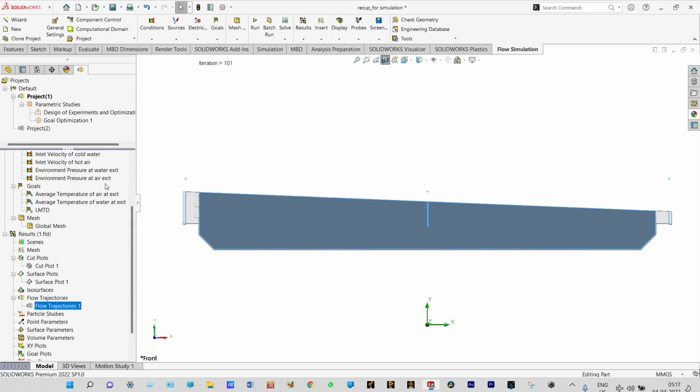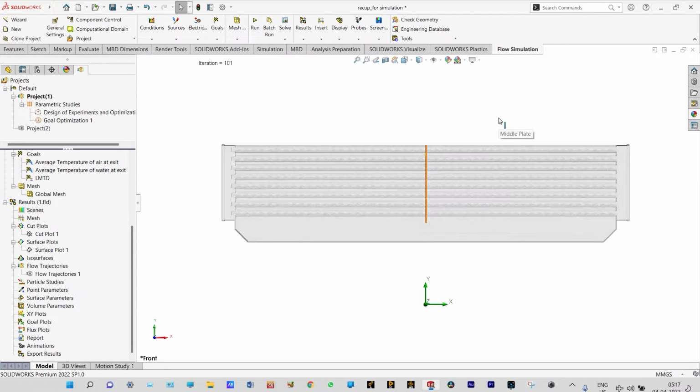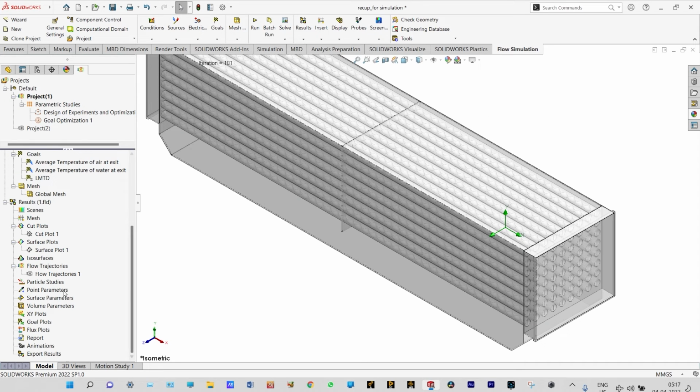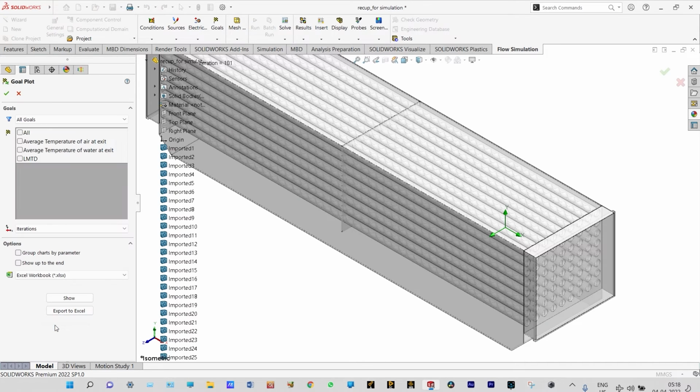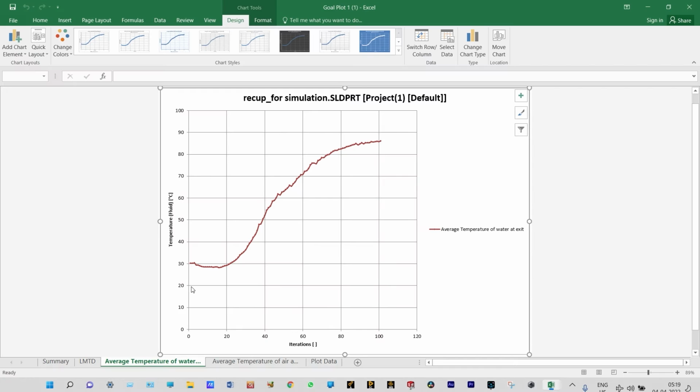Next, we want to see our goal plots. This is our complete model. Now we want to see our goal plots. From here, insert goal plots, and we want to see all the goals. Let us export it to Excel. Let us see the average temperature of water at exit.